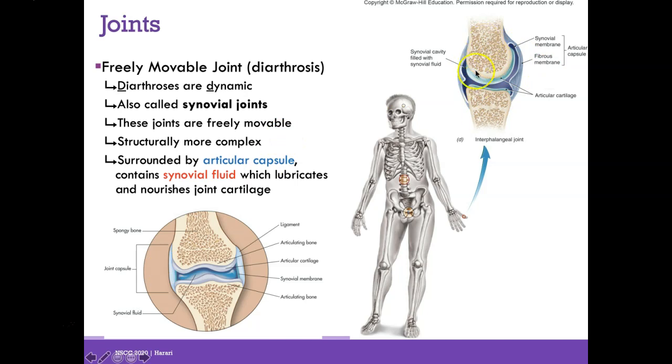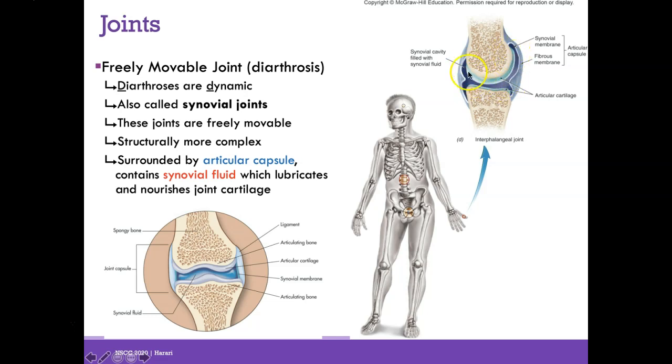So let's look at this picture up here. You can see two bones that are meeting, but there's this capsule. The articular capsule is this whole thing over here. And inside the capsule, there is synovial fluid. So there's a synovial cavity with synovial fluid. Technically, the two bones are not touching. They're separated by a slight space that's filled with synovial fluid that lubricates and nourishes the cartilage, which is at the end of each bone.